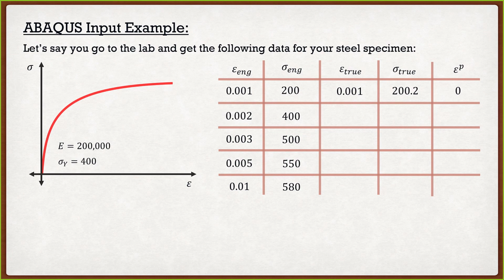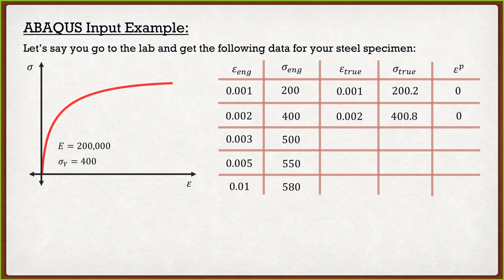Now, moving on to the next column, I say, all right, I got an engineering strain of 0.002, engineering stress of 400. Well, I just throw those into my equations. I get my true stress and my true strain. And again, my plastic strain is going to be essentially zero. I know you guys are saying, well, we have that 0.8, Clayton. Well, don't worry. It's basically going to be zero. That's another thing I find with a lot of students is they're very fixed on decimal places in ABAQUS. You guys don't need a lot of decimal places. It's not going to make a big difference on your results.